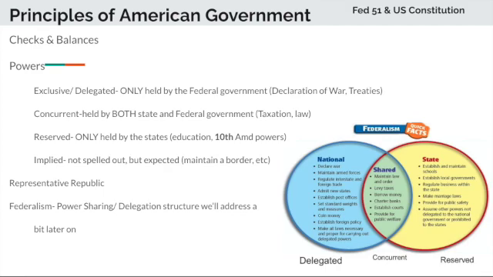So reserved powers held only by the state. The big one there in your case is education. Yes, we have the U.S. Department of Education. It doesn't come about until the 60s and is largely powerless. They have a bunch of money, and that's really it. They can't actually force us to do anything.